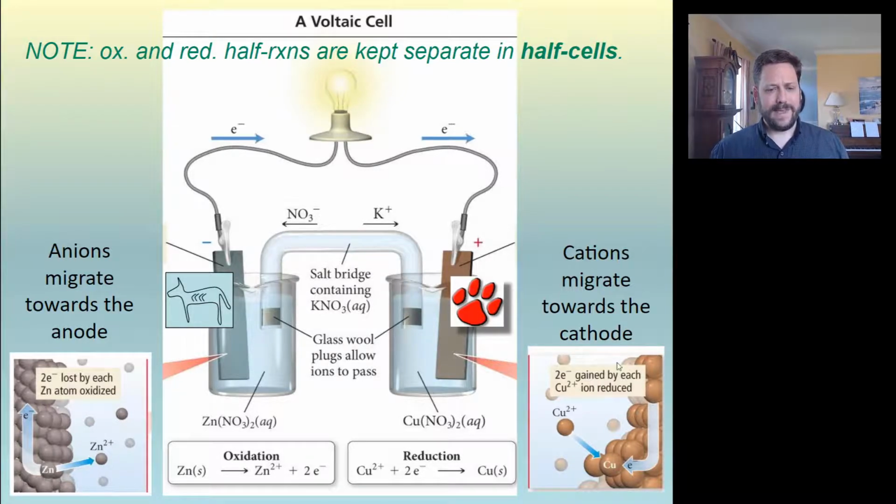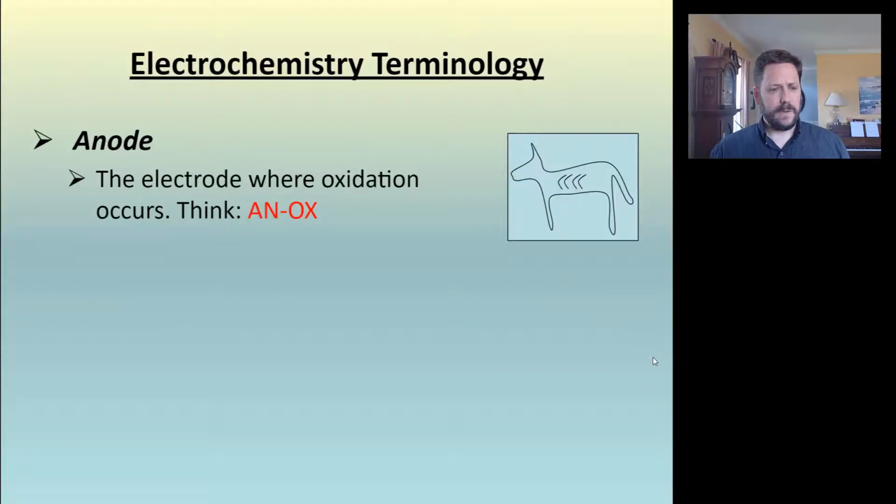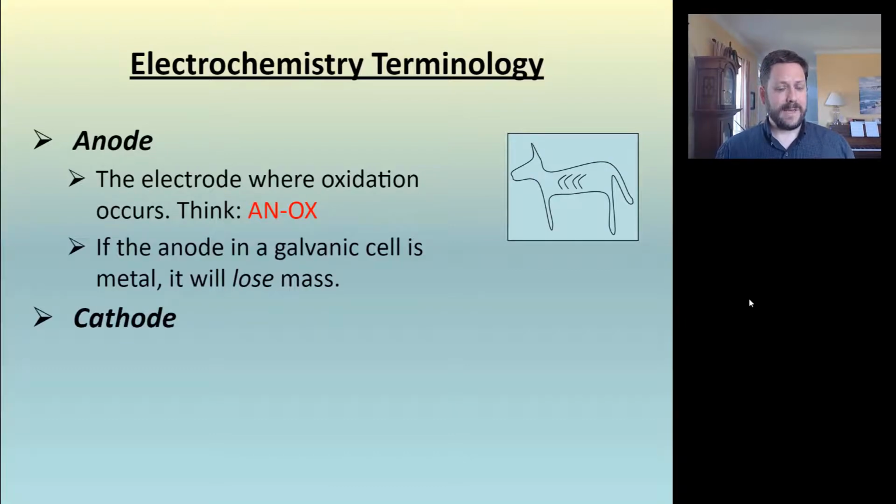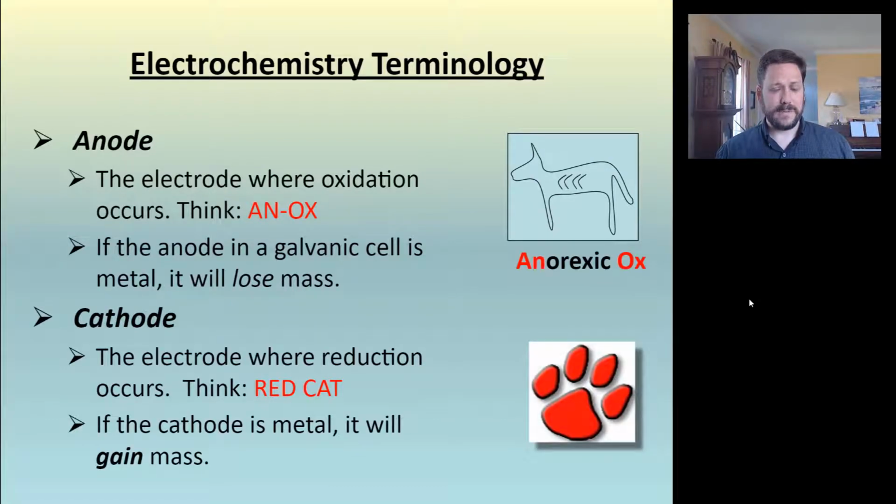Well, because the anode is the site where oxidation takes place. And not only that, but oxidation is going to cause the anode to lose mass. So if you'll forgive the analogy, think of this as an anorexic ox, because it's going to lose mass. The cathode is where reduction takes place. So reduction at the cathode, think red cat. Not only that, think fat red cat, because the cathode is going to gain mass.